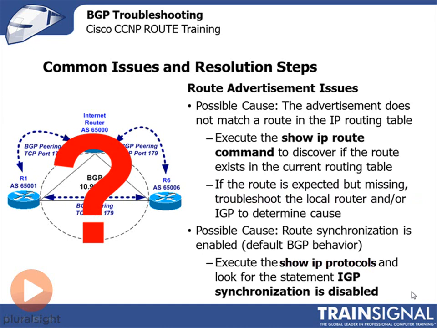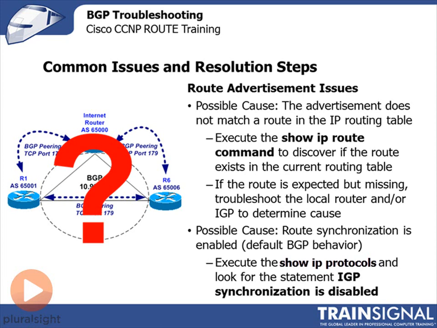Another reason for a route advertisement problem is the particular route being injected into BGP, in this case by the network statement, is not matching a route in the IP routing table. Remember, there's a certain amount of matching that has to be done in that regard. First, execute the show IP route command, not just for a particular protocol, but just the command just like that, in order to discover if the route indeed exists in the current routing table. If the route is expected to be there and it's missing, then you have some questions to ask.